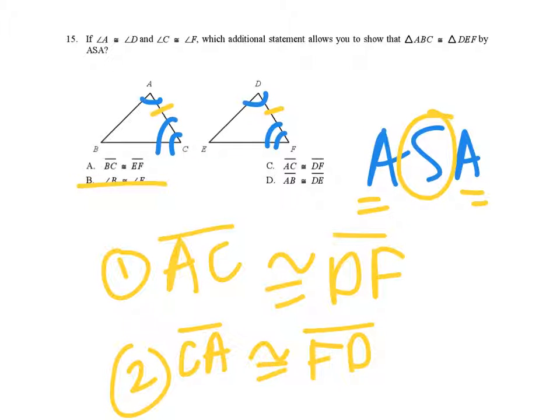You can cross out anything that's an angle to begin with. We don't need BC and EF. We don't need AB and DE. We just need AC and DF.